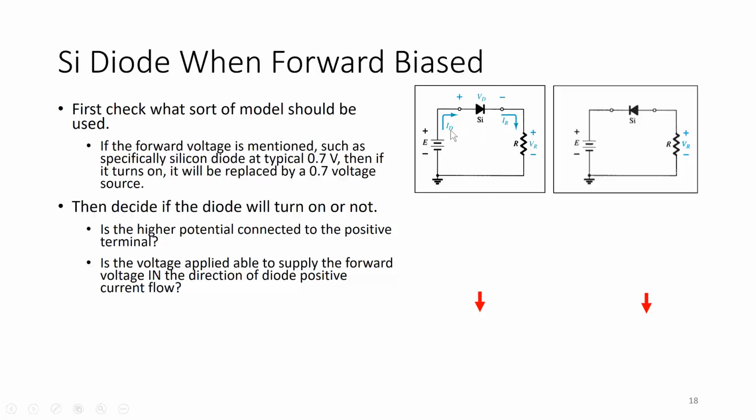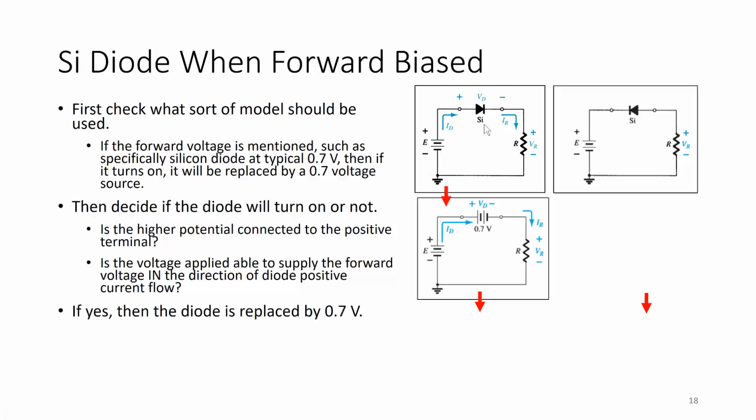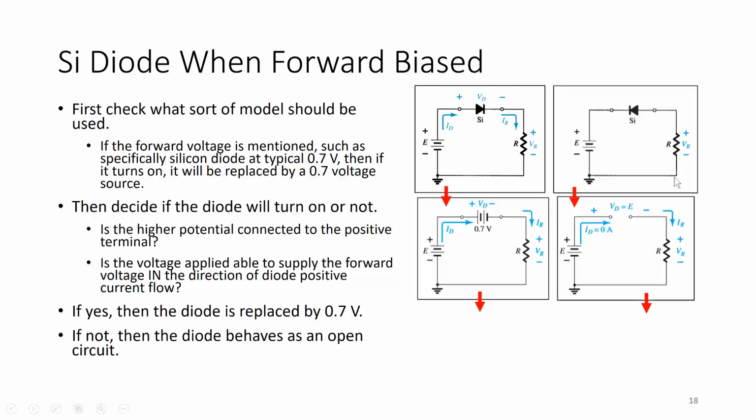So is the voltage applied able to supply the forward voltage in the direction of positive current flow? Again, you know that the forward voltage is 0.7. So if E is anything less than that, it's not going to be enough to turn on the silicon diode. So if yes, let's say E is more than 0.7 volts, it is forward biased. So when we draw this, we know in our minds this diode is actually behaving like a 0.7 volt voltage source, because it turns on and it locks at that value, 0.7 volts. If not, then the diode is replaced with an open circuit.